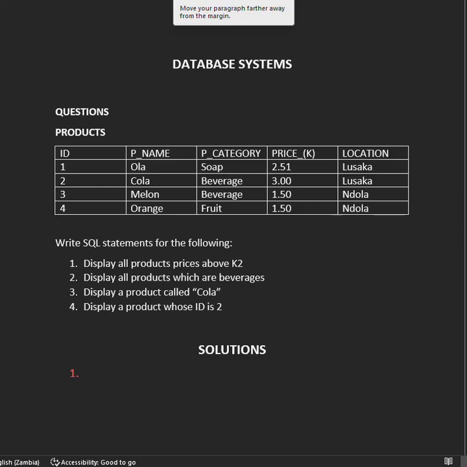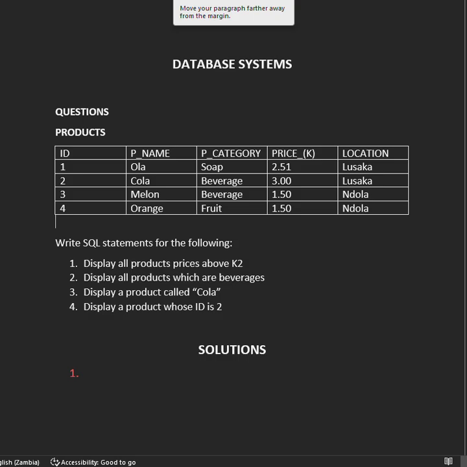In this lesson, we have the following questions that we are supposed to solve under database systems. We have a table called products, and for this table, we are supposed to write the SQL statements that are going to achieve every objective. As you know, SQL is not case sensitive, so you can write your SQL statements in uppercase, lowercase, or a combination of the two.